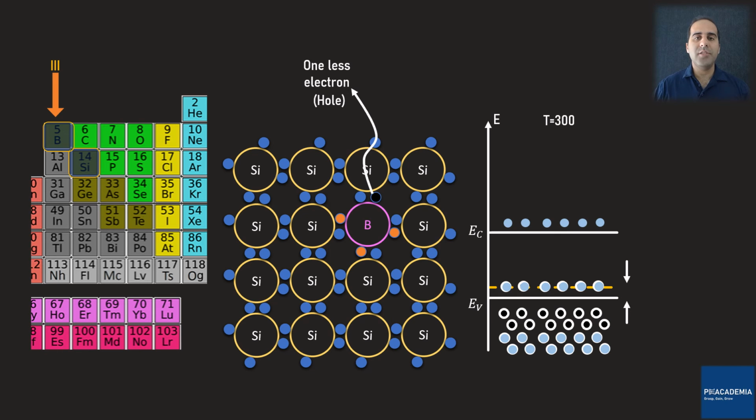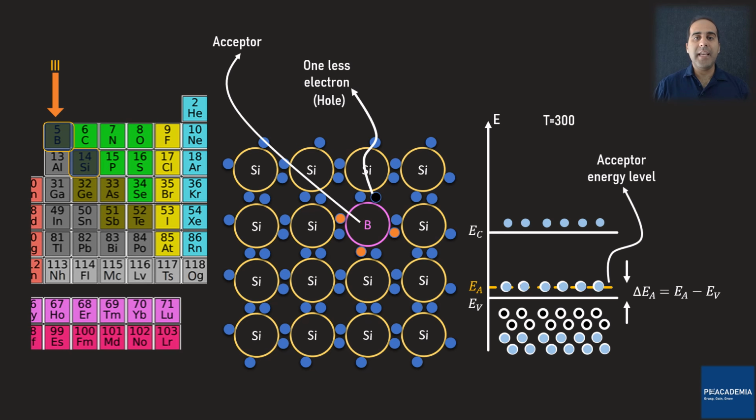The energy level associated with dopant boron is called the acceptor energy level and is shown by E_A. The reason for this naming is that at this energy level there are holes or empty states accepting electrons from the valence band. Moreover, boron as a dopant is called an acceptor. Delta E_A is the difference between E_A and E_V. Delta E_A is sometimes called ionizing energy. After an electron is accepted, the boron turns into a negative ion.